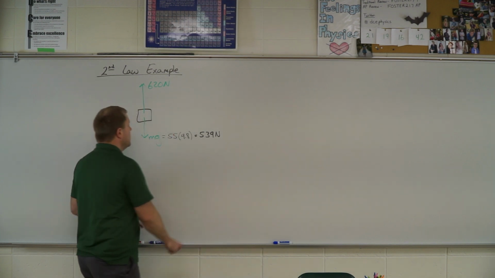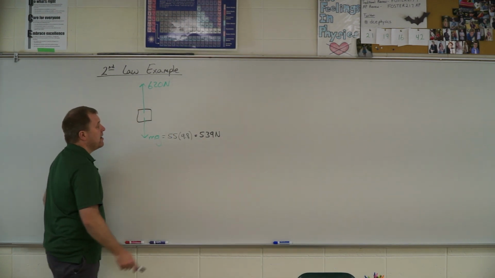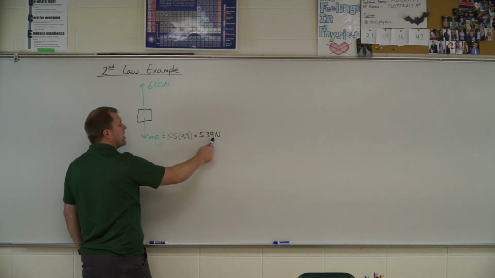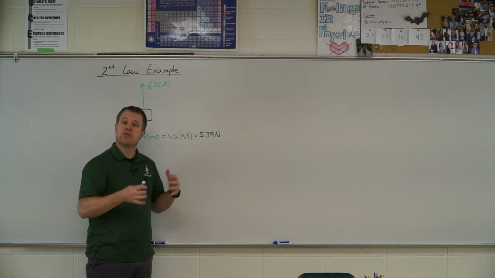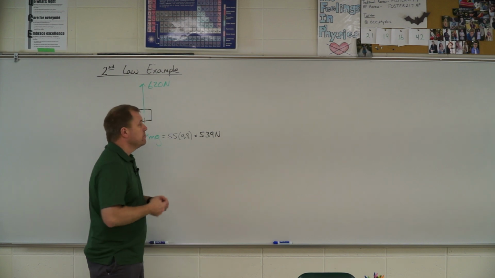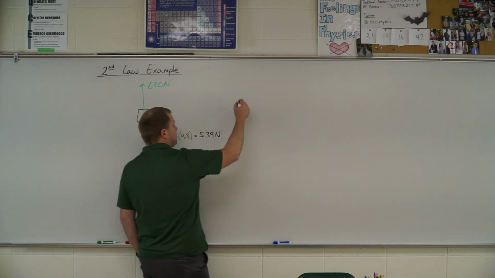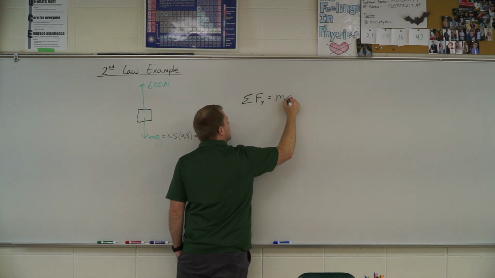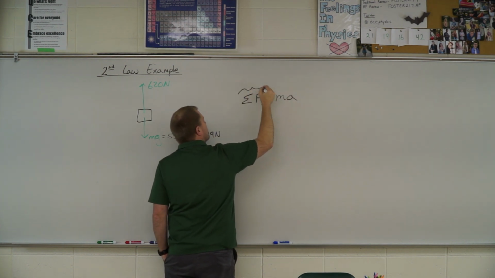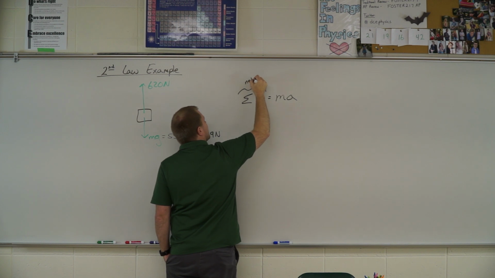Okay. So here I have my free body diagram. Now I look at these two forces, 620 up, 539 down. So overall, there's more force up. So that means I have a net force up. But how do I find that net force? So when I think about generating these equations, this value over here is the net force.